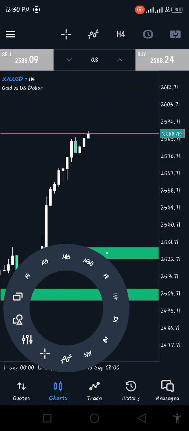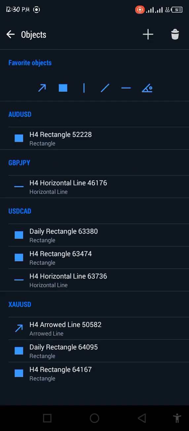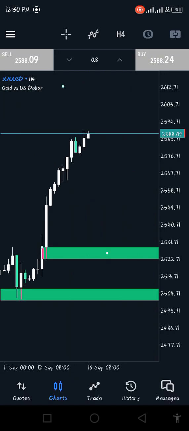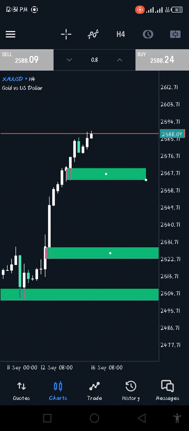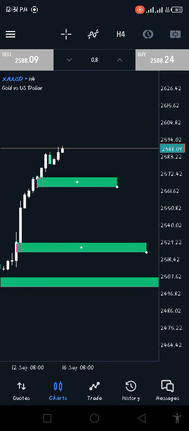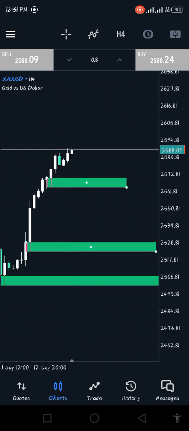I can actually notice another zone right here, right up here. Sorry guys, let me put my box there. We are fine. If we can have price tap into those zones in the major market sessions, that is the London session or the New York session, then we can consider actually taking buying opportunities from those zones.